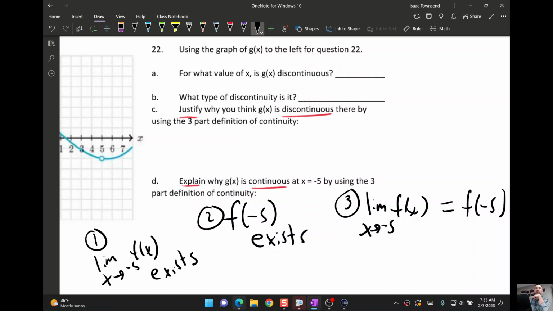But that's just to prove it's continuous. If it's continuous and you have to prove it, you have to state all three parts of the definition. If you're proving something is not continuous, you just need to say one of them that doesn't work. You don't have to list everything that doesn't work. Showing that one doesn't work is sufficient.